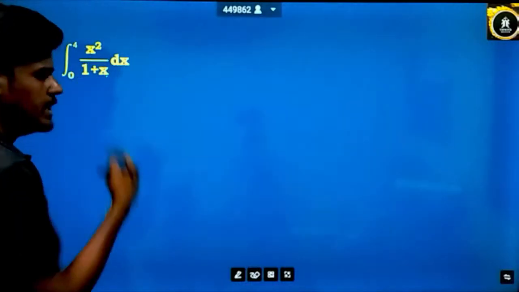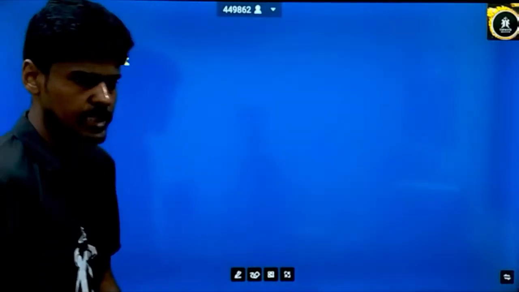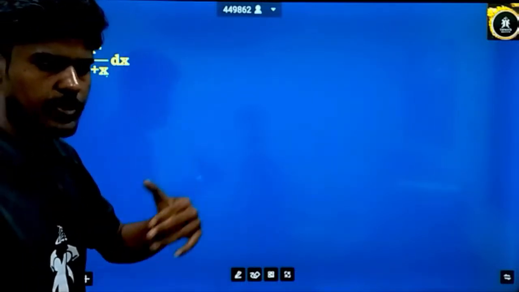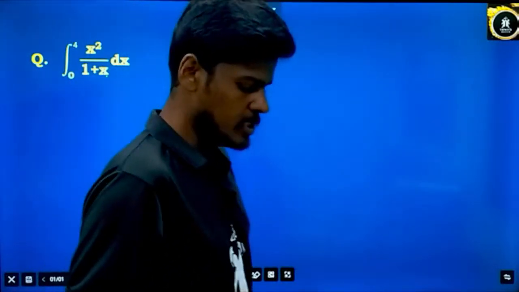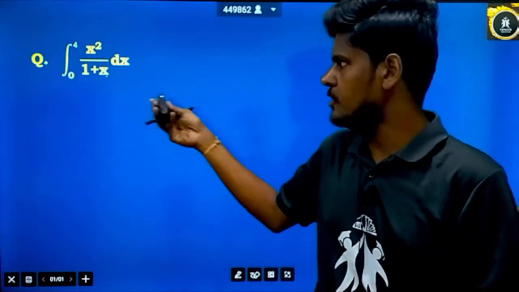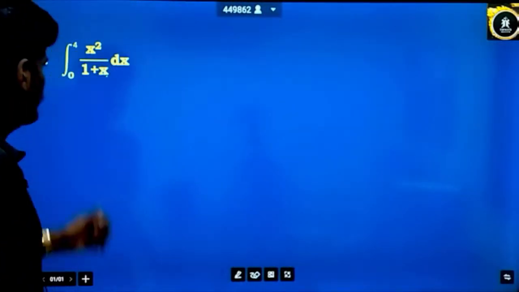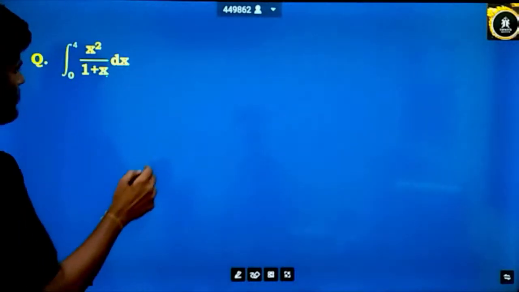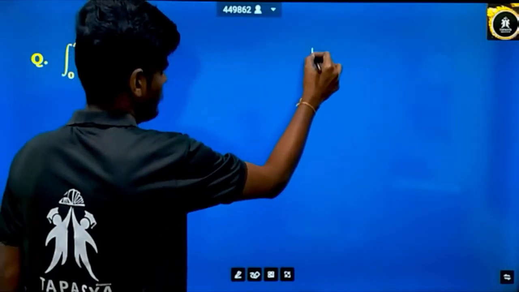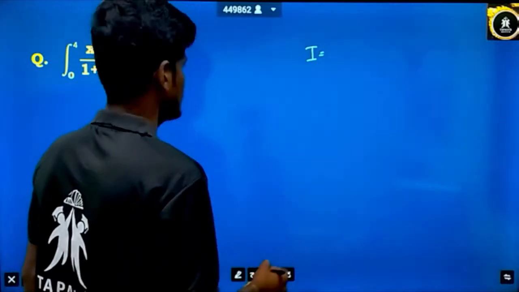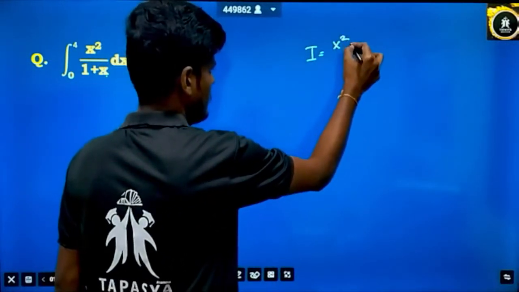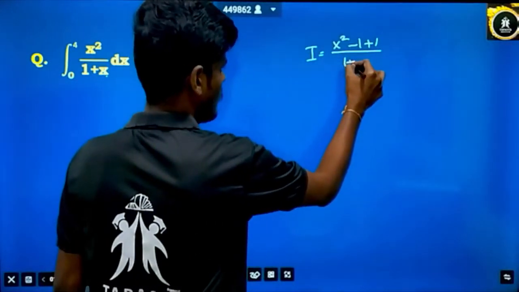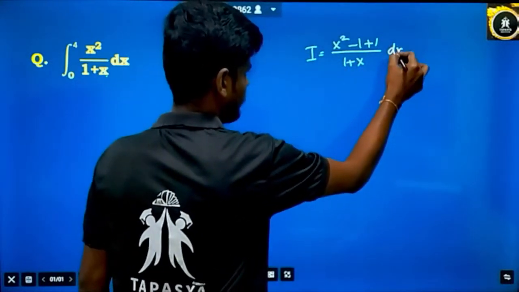We have x square in the numerator, in the denominator 1 plus x. So what we need to do is try to bring this 1 plus x into the numerator if possible. We already know x square minus 1 can be factorized into x plus 1 into x minus 1. That means what we are going to do is add and subtract 1 in the numerator. So we can write this integral as x square minus 1 plus 1 divided by 1 plus x dx.